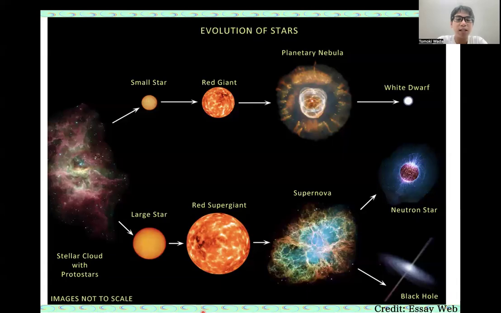Here is a very simple figure of their life cycle. A star is made and a large star becomes a red supergiant and it explodes. And in some cases, a neutron star is created, and in some cases, a black hole is created. When the initial mass is small, a small star is created. And after evolution, it just emits its mass by wind, and at last, a white dwarf is created.